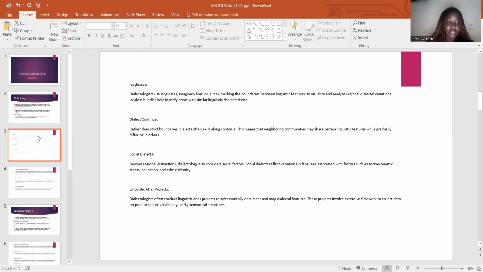Linguistic atlas projects. Dialectologists often conduct linguistic atlas projects to systematically document and map dialectal features. These projects involve extensive fieldwork to collect data on pronunciation, vocabulary, and grammatical features.